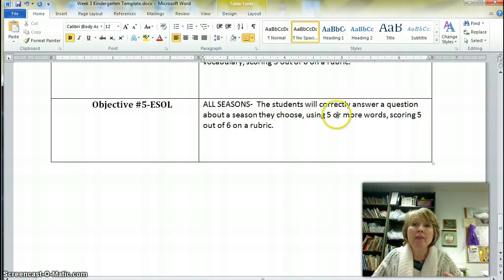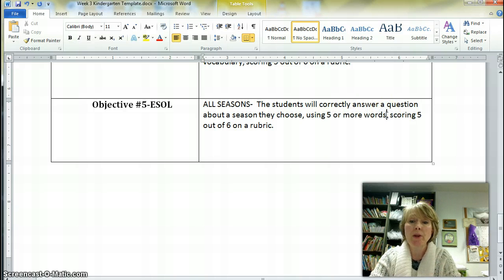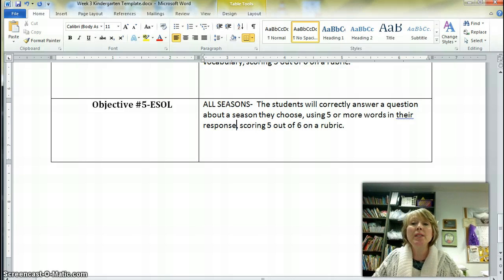And the ESOL for number 5, the students will correctly answer a question about a season that they choose using 5 or more words in their response, scoring 5 out of 6 on a rubric. So to make that more clear, I might put using 5 or more words in their response. You want to give as much information in these objectives as you can without making it too terribly specific so that you can adapt activities to measure these objectives, but specific enough that anyone could walk in, look at your lesson plan, and determine what activities you were using to measure this objective.